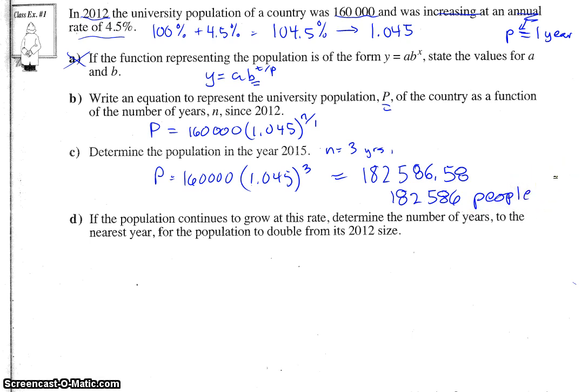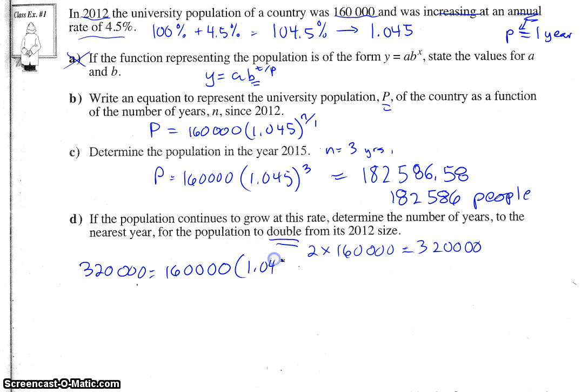Okay, part D, if the population continues to grow at this rate, determine the number of years to the nearest year for the population to double from its size of 2012. So double from 2012 would be 2 times 160,000, which would be 320,000. Okay, and that's going to be our final amount, our P. So we'll have our equation. We still have 1.045 because it's still growing at that same rate, and we want the number of years, which is our n value in this case.